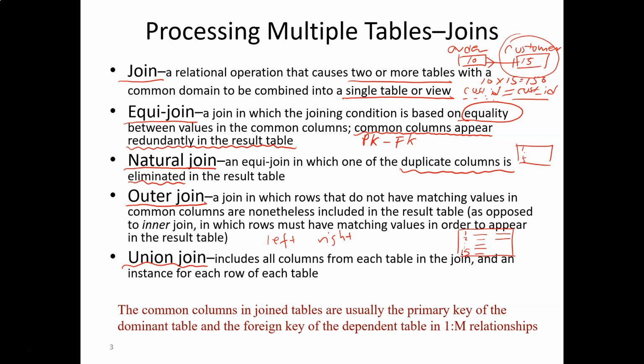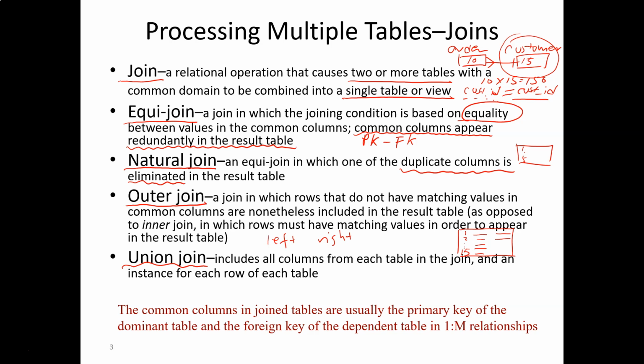Say if you have 10 records for orders, and for each order you have 6 columns. So for the order table, it's a 10 by 6 table. And if you have 15 records for the customer, and each customer has 3 columns, then for the customer table, it's a 15 by 3 table.